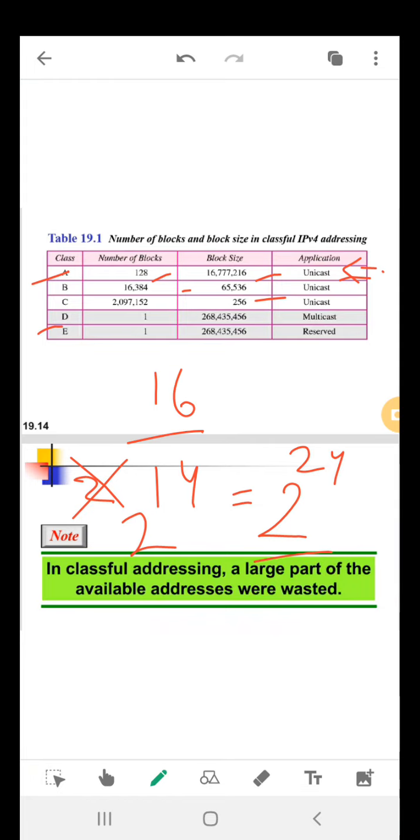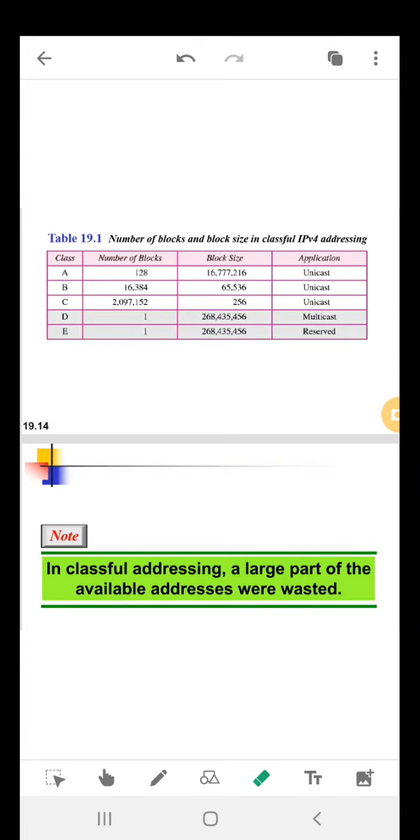So why this classful addressing technique was used was, depending on the type of organization, an organization can ask for the IP address that will either belong to A, B, or C. Let us say, for example, my organization has very less number of computers or devices, that is less than 256. Then which IP address will I be requesting for?